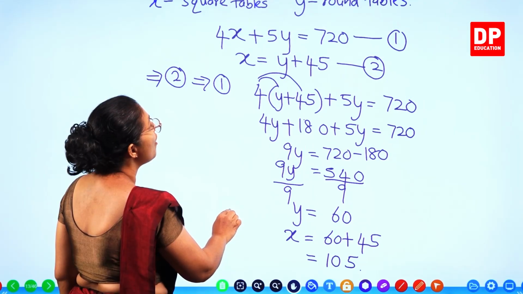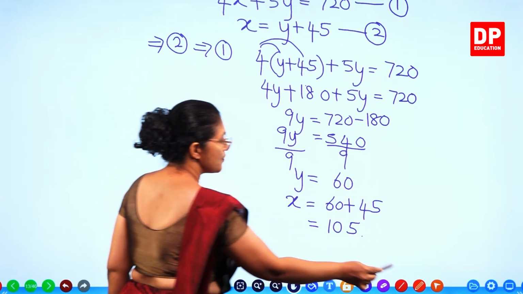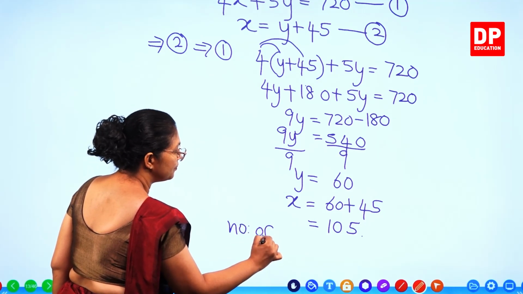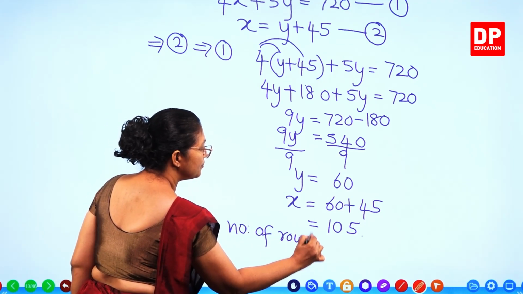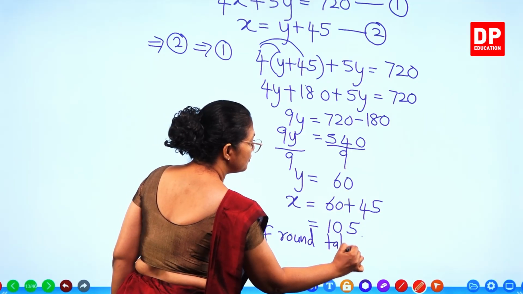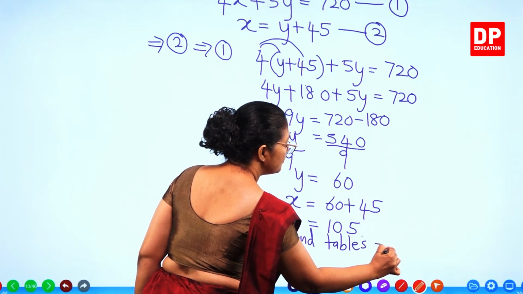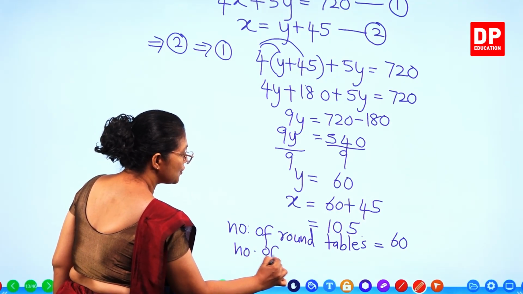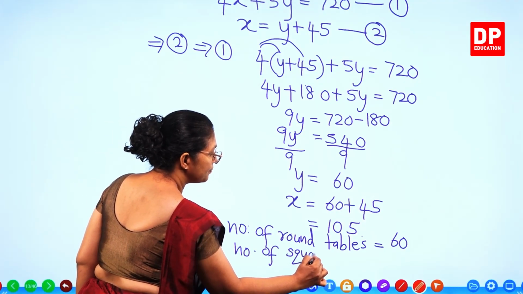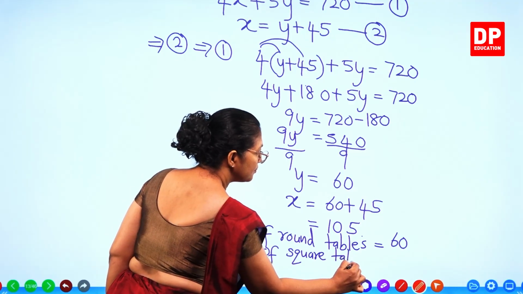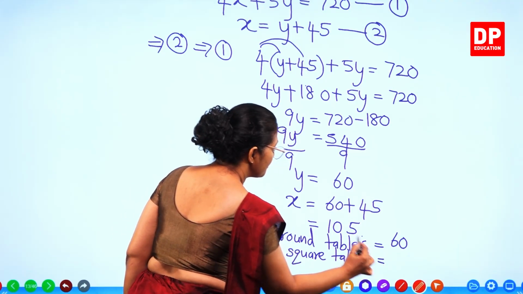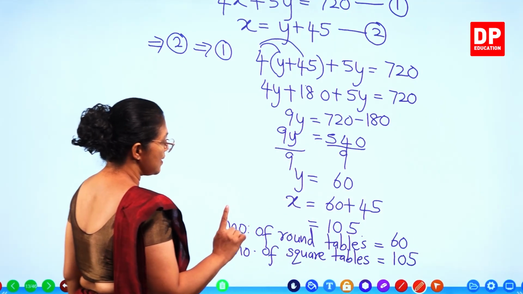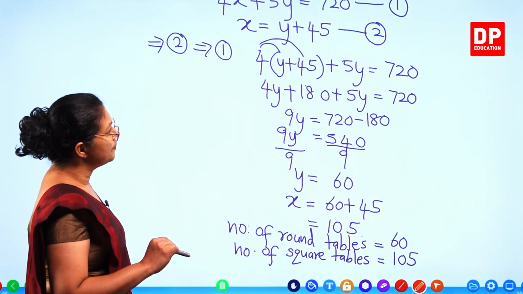So you can write down what's y. Number of round tables. So number of round tables is 60 and number of square tables is 105, because we took x as the number of square tables.